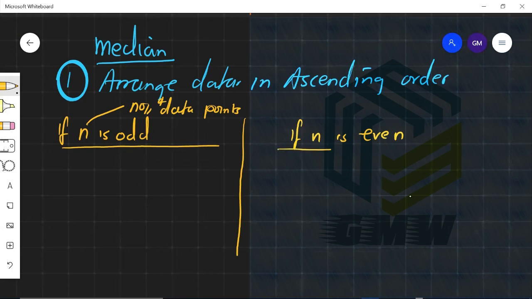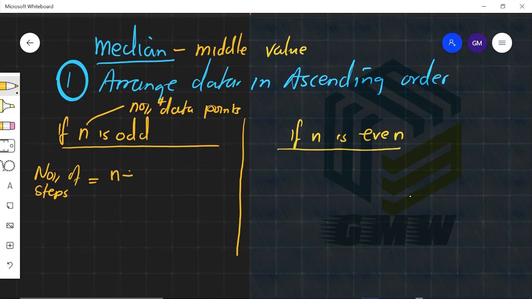If it is odd, you will need to count the number of steps from left and right, because this is the middle value. So you count some steps to locate this value, okay? To know how many steps to count from the left and from the right, you will say n plus 1 divided by 2, okay?